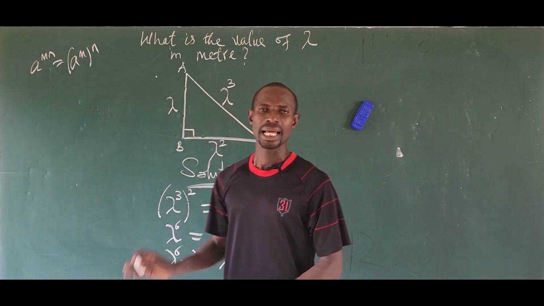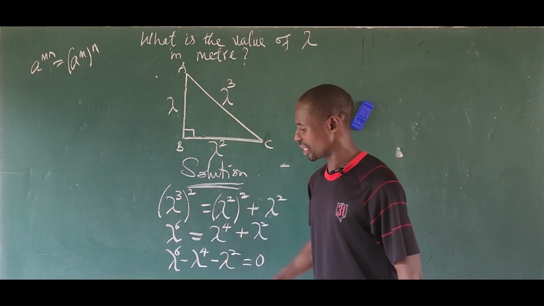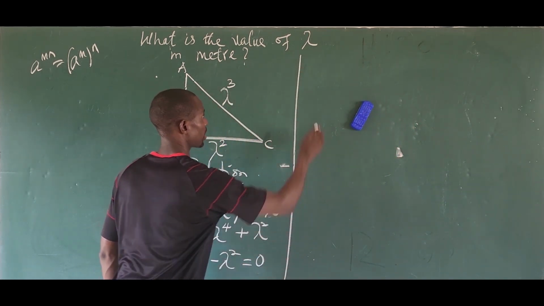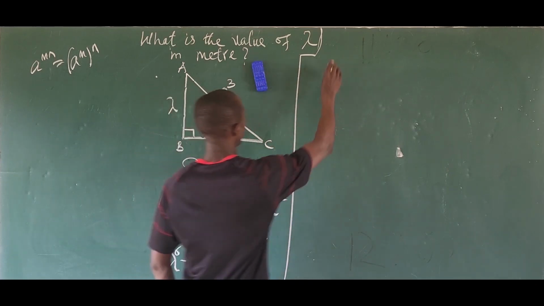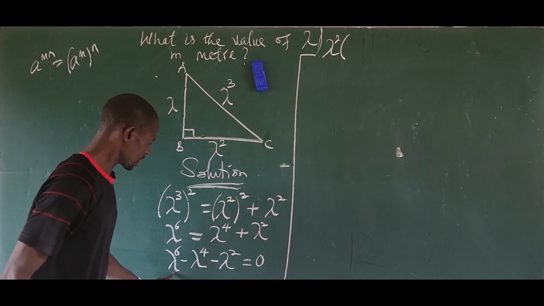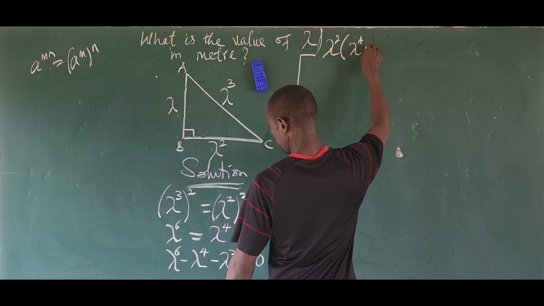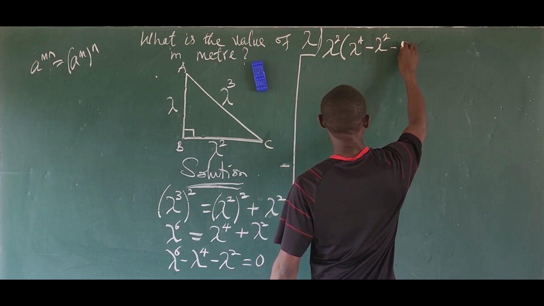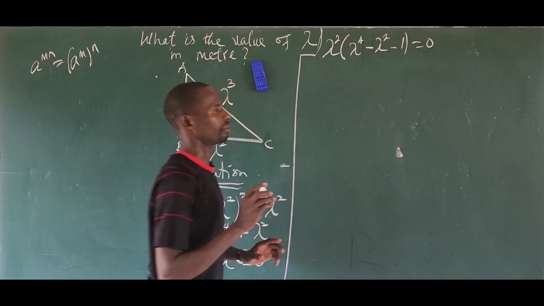So you discover that lambda to the power of 2 is common to everything here, so we can factor that out from the system. So let's factor that out and see what that will give us here. From here, we're going to have our lambda to the power of 2 bracket. If we use that to divide this, we are left with lambda to the power of 4, then minus lambda to the power of 2, then minus 1, close bracket, this is equal to 0.